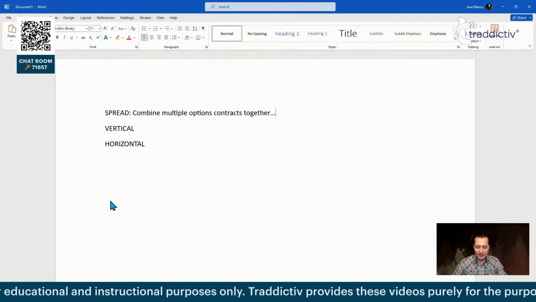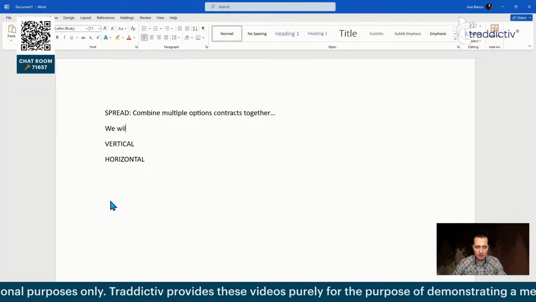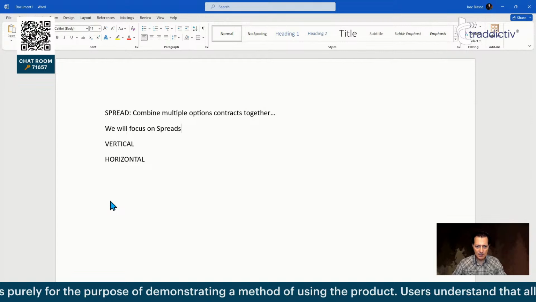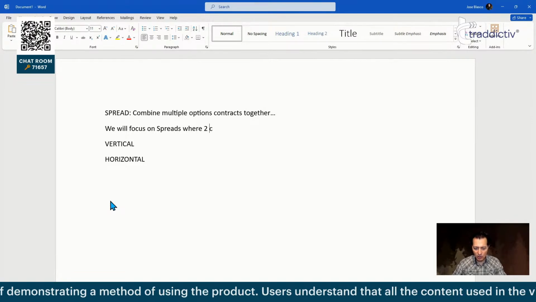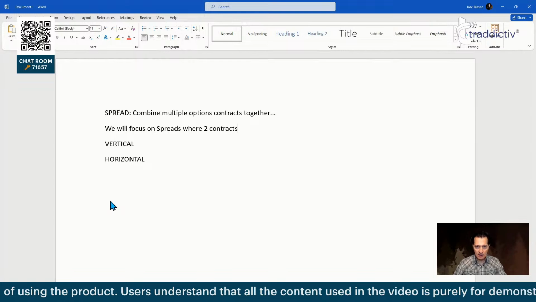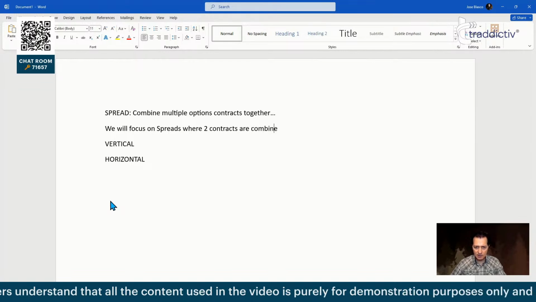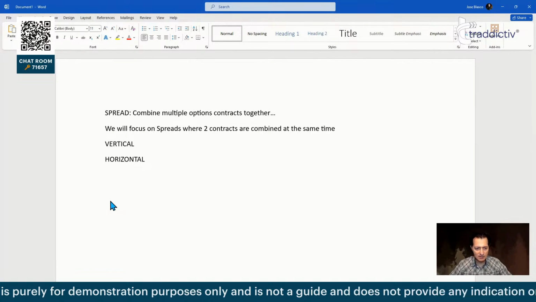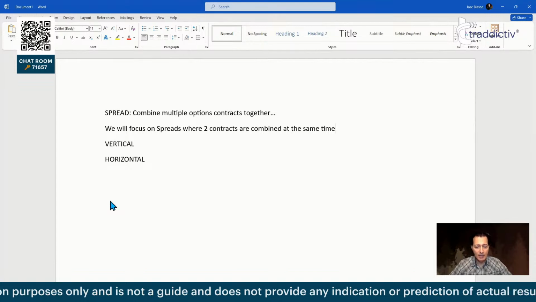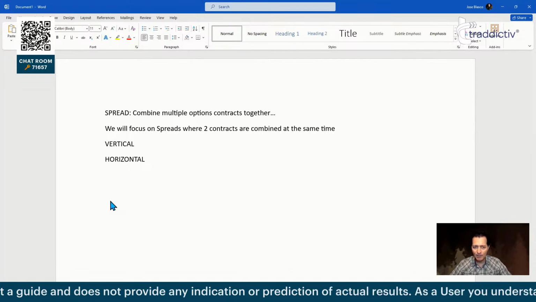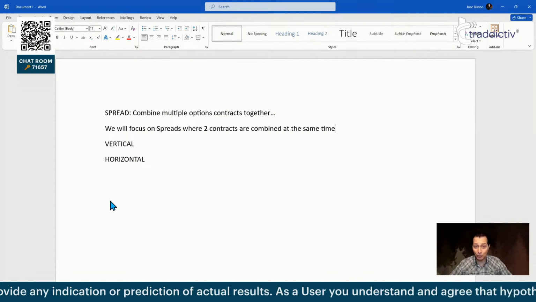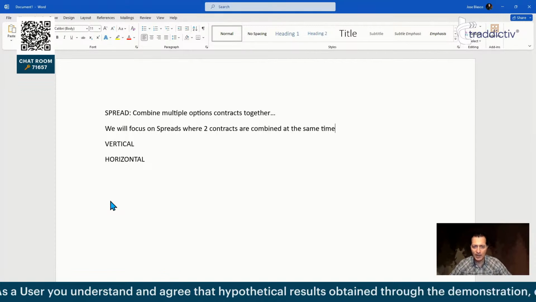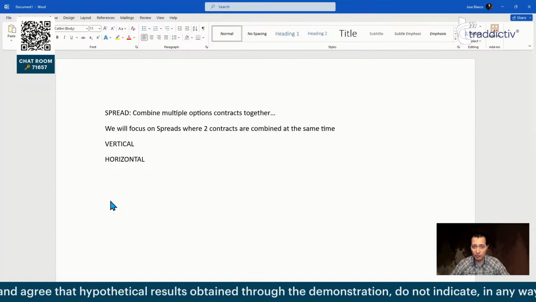So what we're going to do today is we will focus on spreads where two contracts are combined at the same time. Okay, so we're going to be using two contracts, maybe two calls, maybe two puts, maybe the same expiration date, maybe different expiration dates, but we're going to stop our combination at two. Okay, you could have, for example, an iron condor is a spread where you have four contracts. Okay, we're not going to do that today. We're going to focus on two contracts at a time.